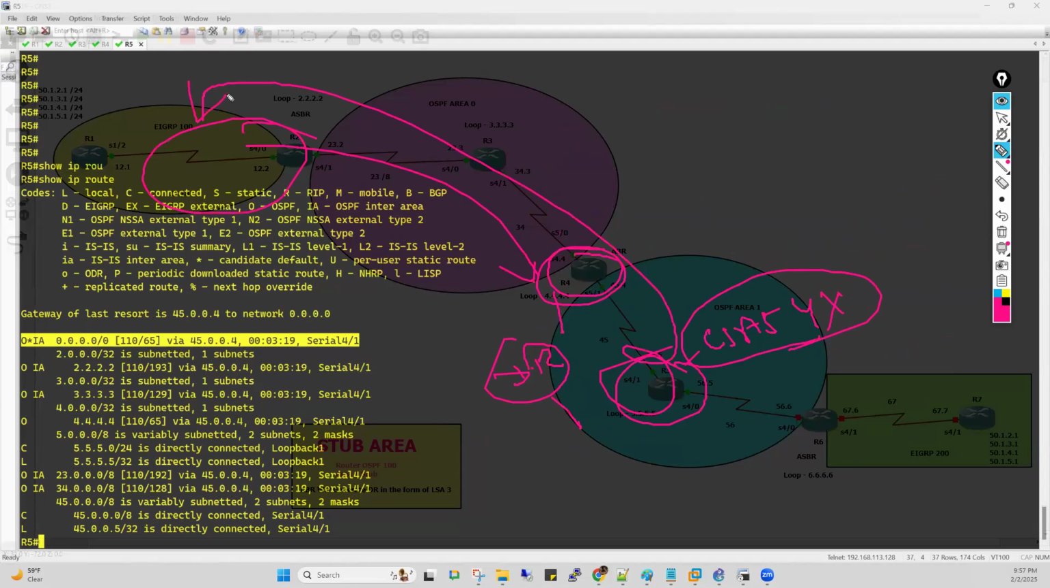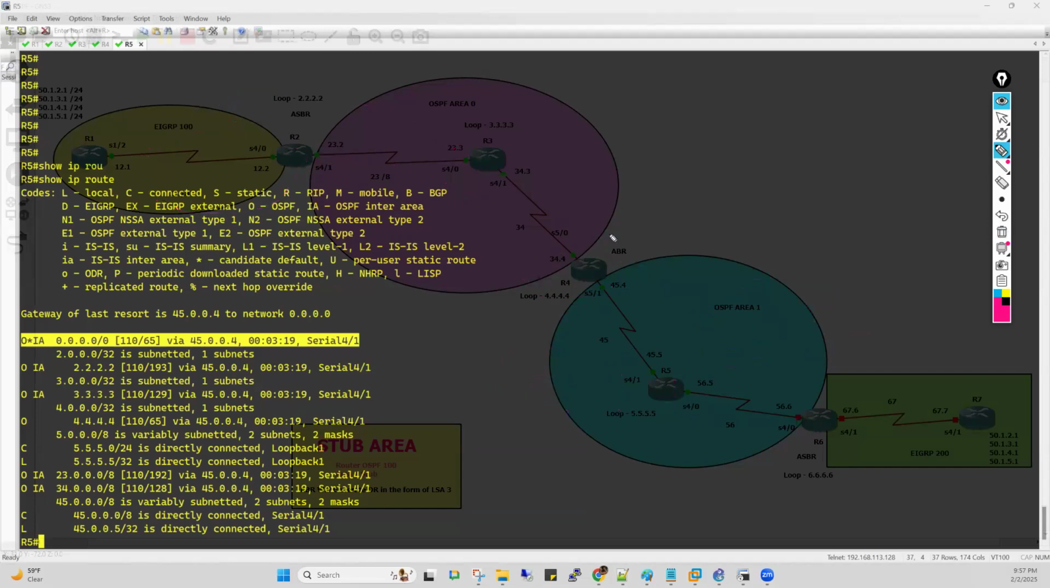Getting my point, everyone? Yes or no? Understand? This ABR router sends one default route. See very carefully, this is the default route 0.0.0.0. Who is sharing? 45.4. Who is 45.4? This is 45.4, agree? Yes, sir. This router shares one default route, so that's the reason this router is able to ping all the external routes here.